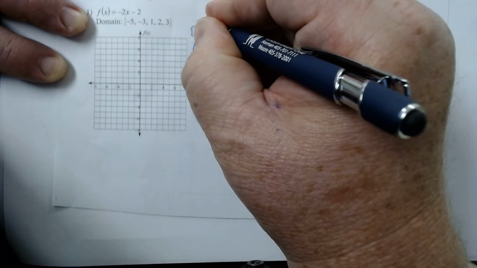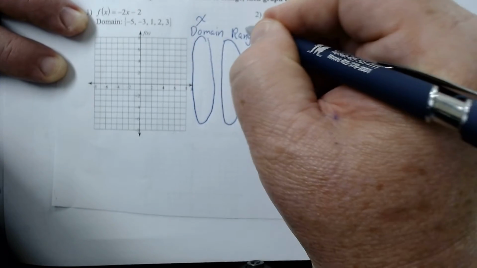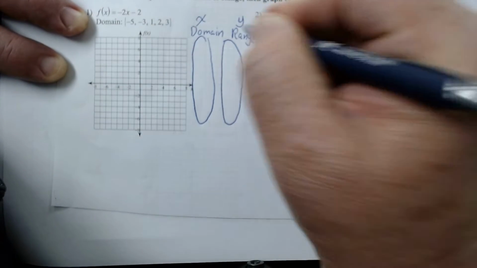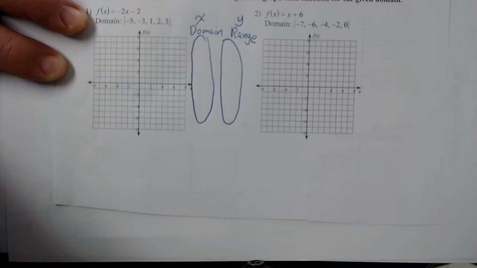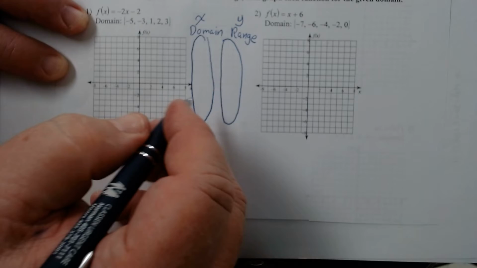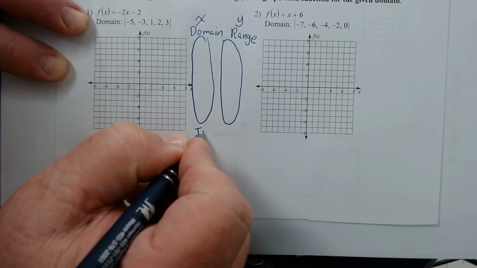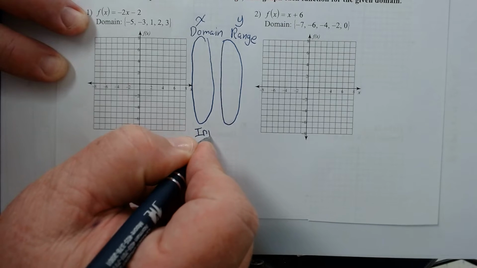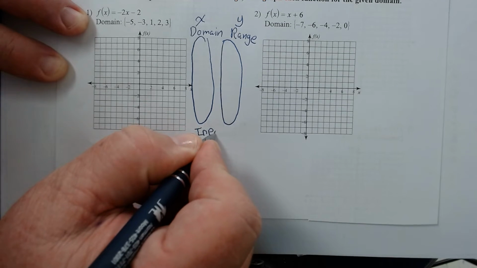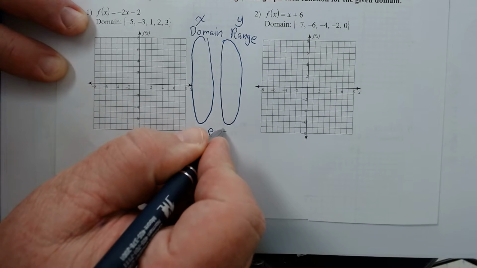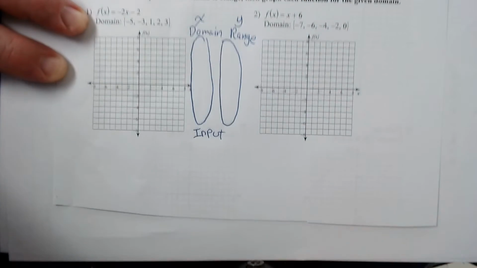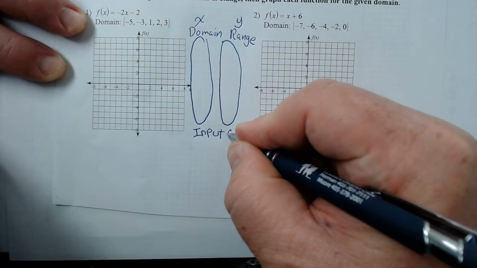Then I'm going to put an X above my domain, a Y above my range. My domain is going to be my input, so on the bottom I'm going to write input, I-N-P-U-T, all one word. And then my range is going to be the output.